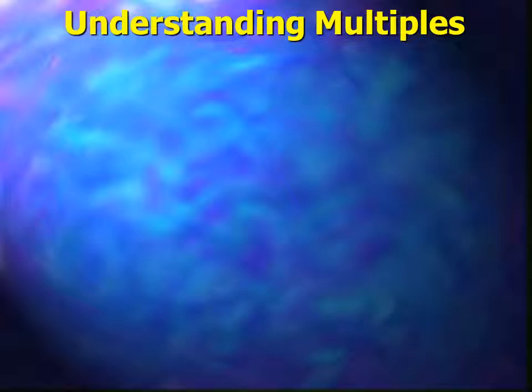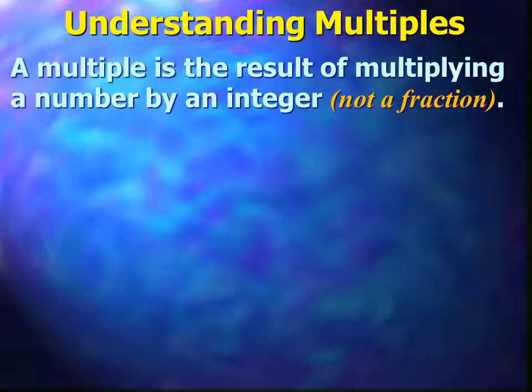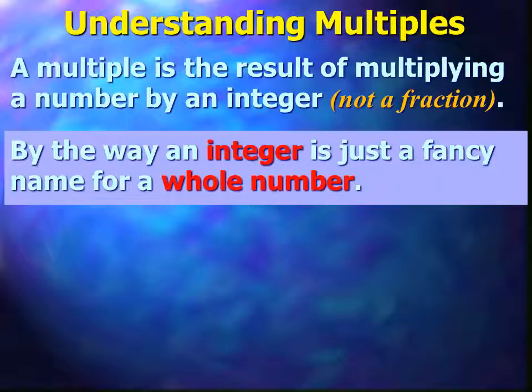Understanding multiples. A multiple is the result of multiplying a number by an integer, not a fraction. And, by the way, an integer is just a fancy name for a whole number. Let's look at the multiples of 2.